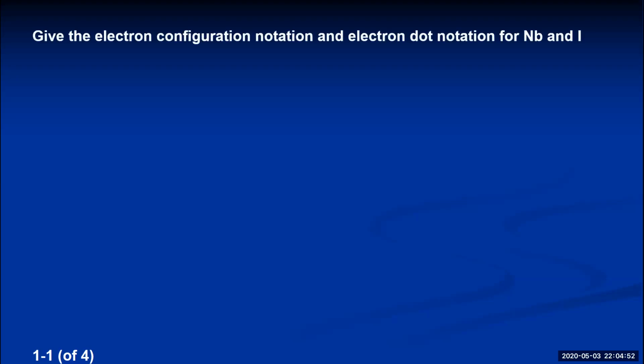This is the second of two final exam reviews, and today we're going to review material from exams 1, 2, and 3. First, for exam 1, I would like you to give the electron configuration notation and the electron dot notation for a niobium atom and an iodine atom. Then take a minute, and then we'll give you the answer.